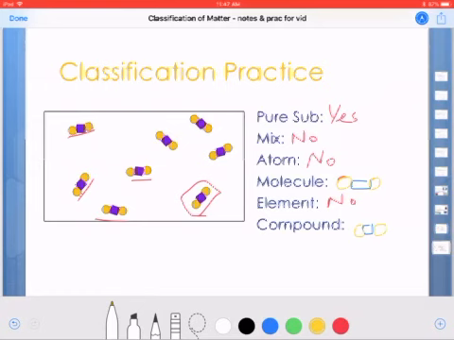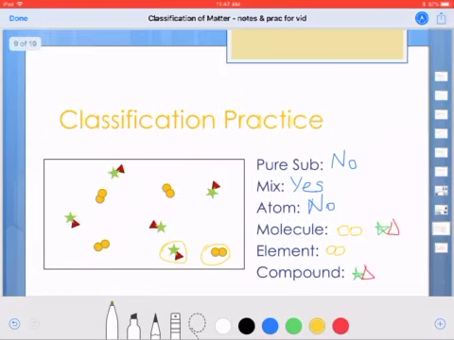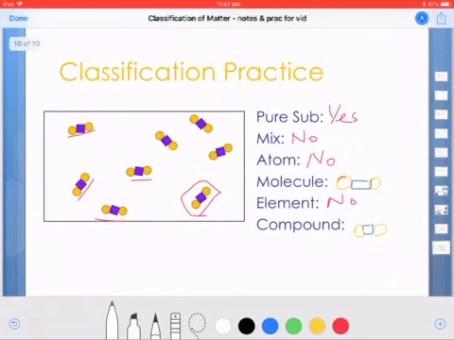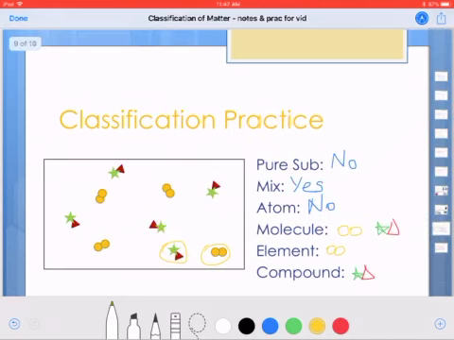So somewhere when you're looking at your classification practice, you should have between 3 and 5 of these words used. You can see here we used pure substance, molecule, and compound. If you look up here, we used mixture, molecule, element, and compound. So somewhere between 3 and 5 words should be used for every box that you have to classify.